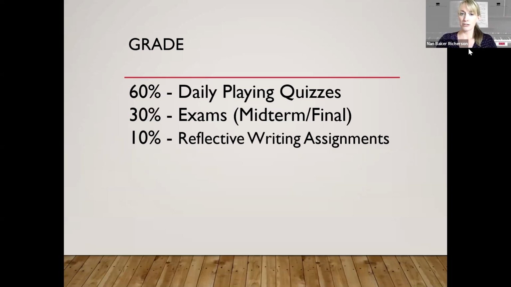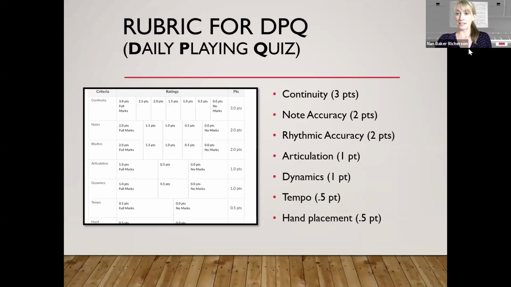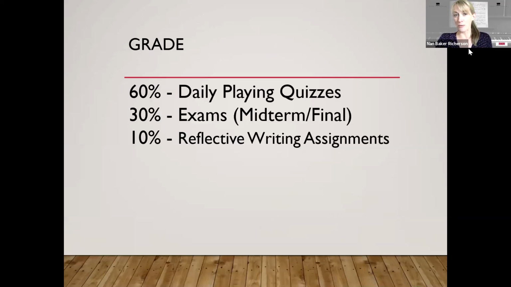So after I take a look at the breakdown of my scale, the big part of the grade is the daily playing quizzes, and I call those DPQs. So when I take a look at a student's DPQ, these are all of the things that I'm looking at. I'm going to come back to this slide in just a second. I want to go back here.